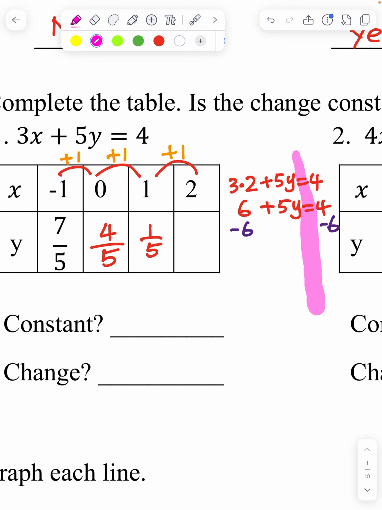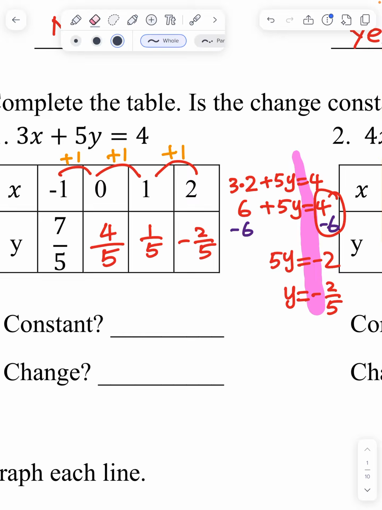So 6 minus 6, this part is gone, becomes 0. So we only have positive 5y left. So 5y equal to 4 minus 6, that's negative 2. Divide both sides by 5, so y equal to negative 2 over 5.